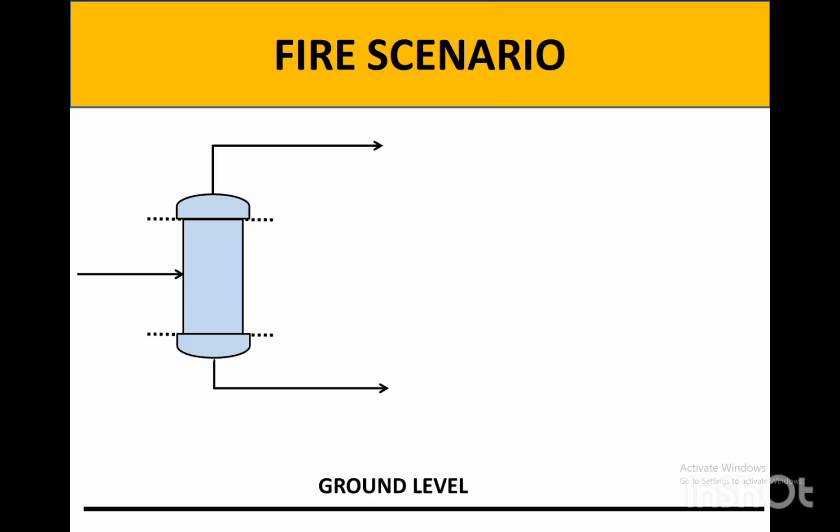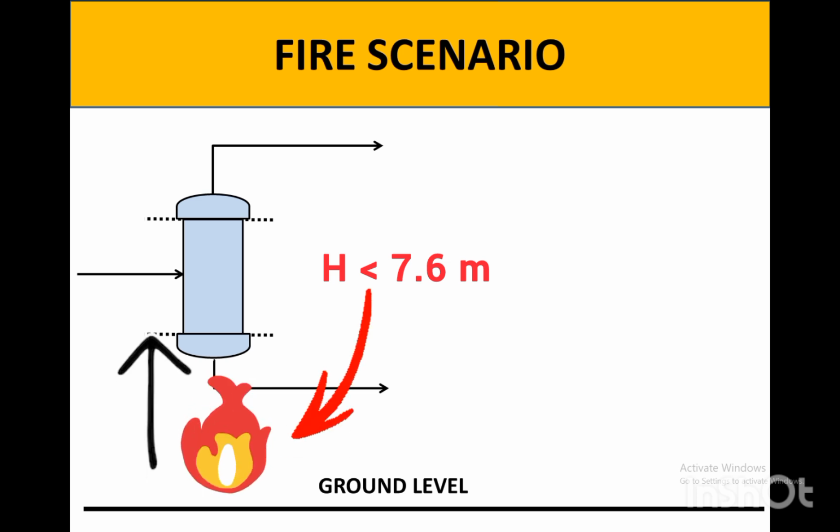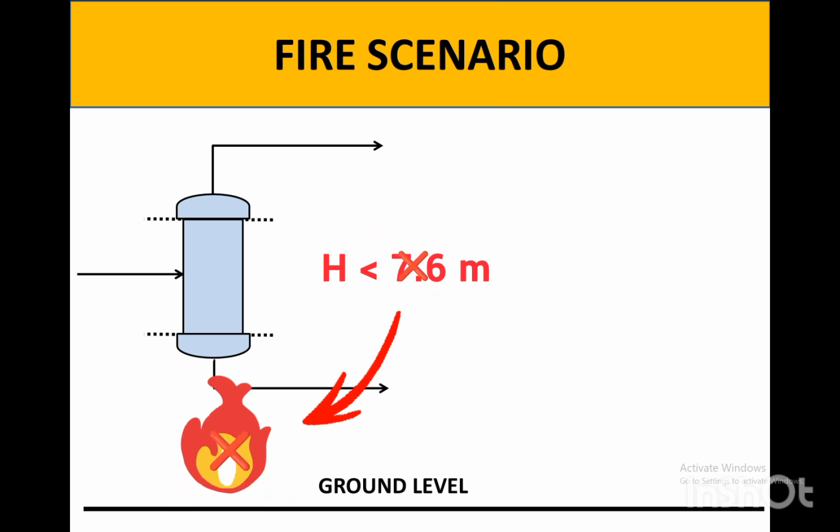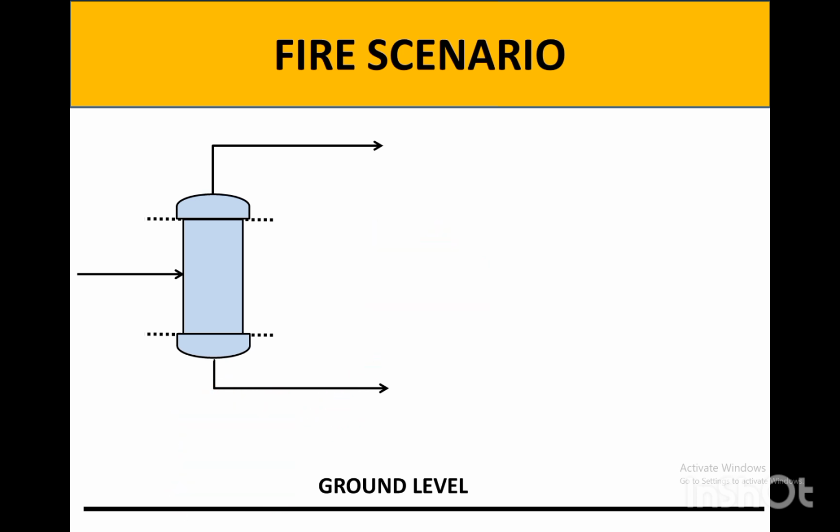So let's consider this vessel. Do you think fire is applicable for this vessel? According to API 521, if this vessel is installed above the ground and its level is less than 7.6 meter, fire is applicable. If not, the fire scenario is not applicable. Let's consider this vessel is installed, for example, 2 meter above the ground level, so the fire is applicable. The next question is how to determine its relief load.